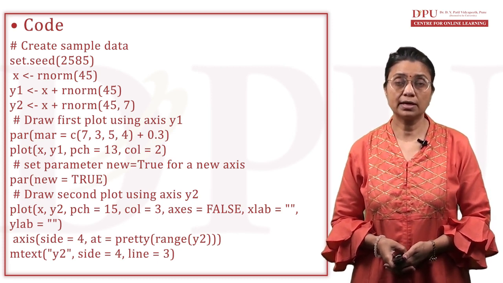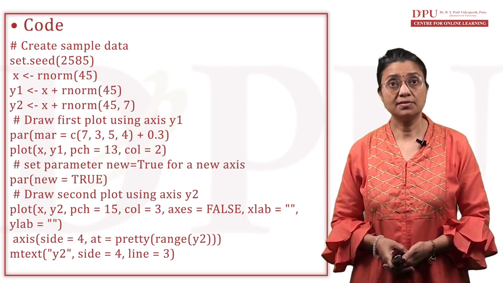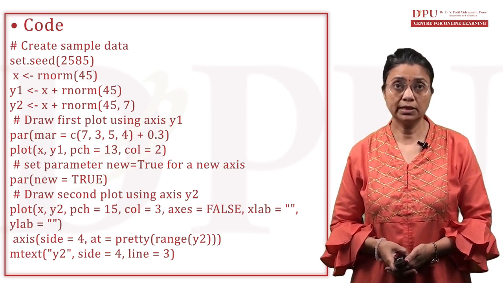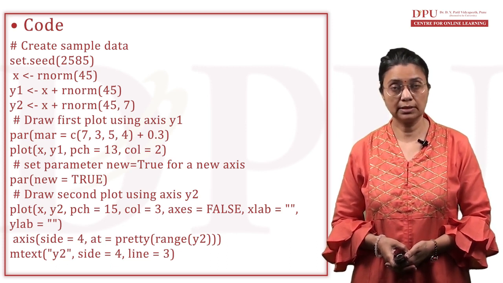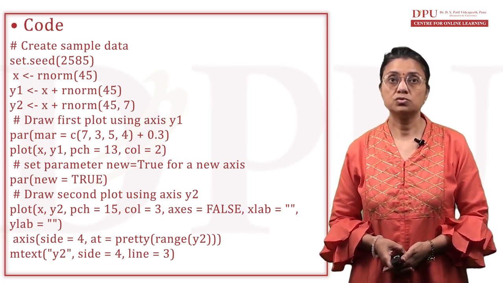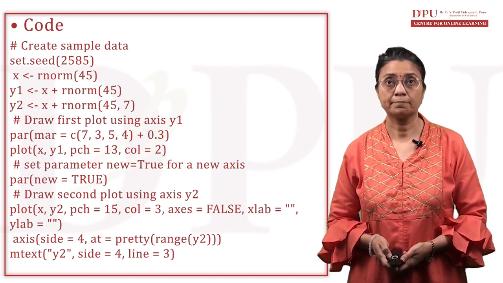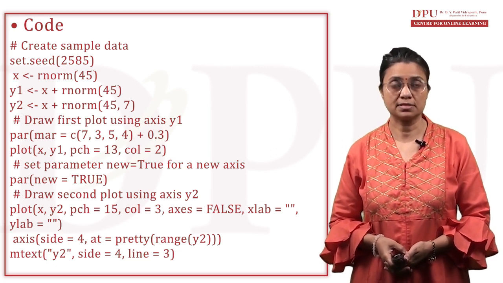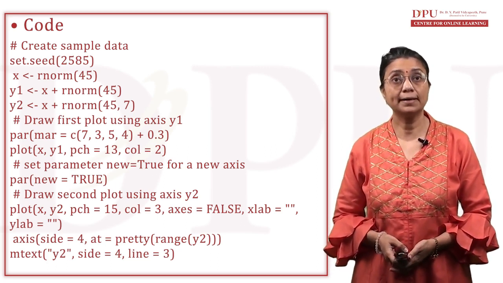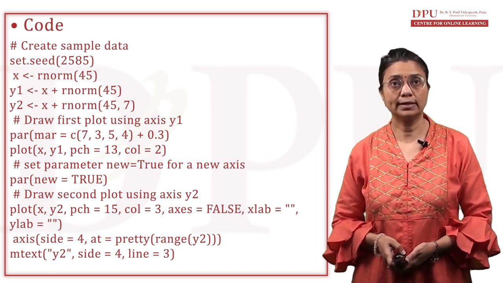First, draw the plot using axis y1. mar equals to c(7, 3, 5, 4) plus 0.3. plot(x, y1, pch=13, col=2). So you can see over here that the plot function is used. Now, set parameter new equals to TRUE for a new axis. So how are we doing it? We are doing par(new=TRUE). So we are setting a new axis.